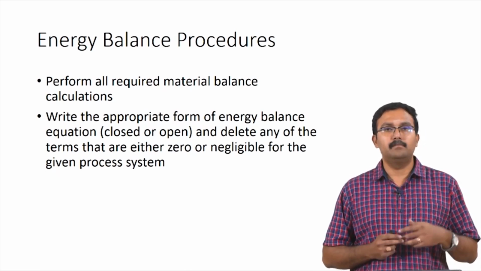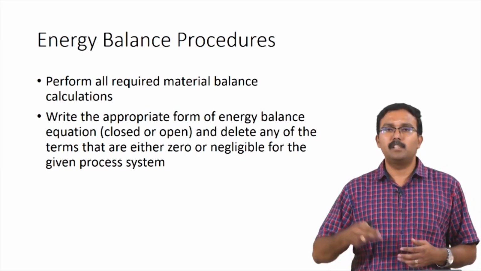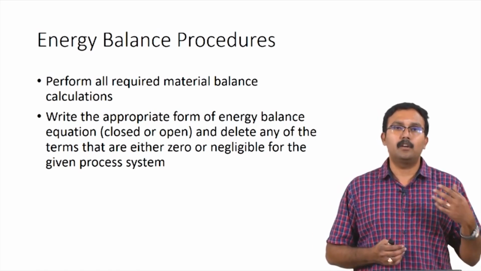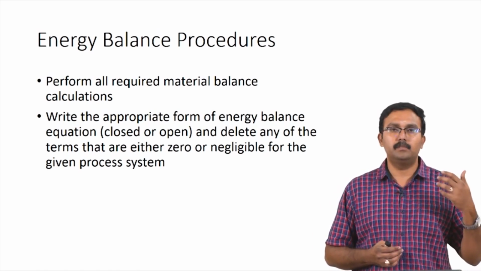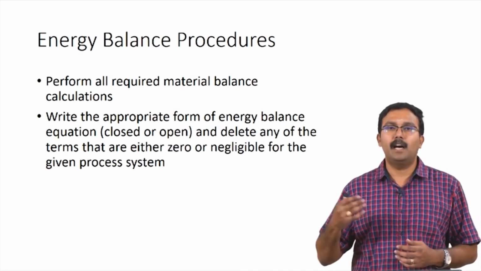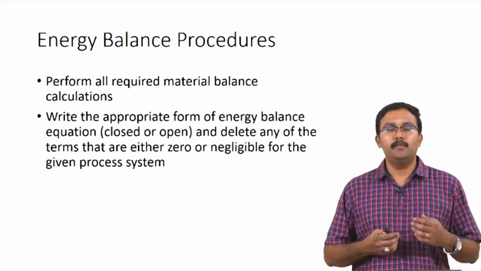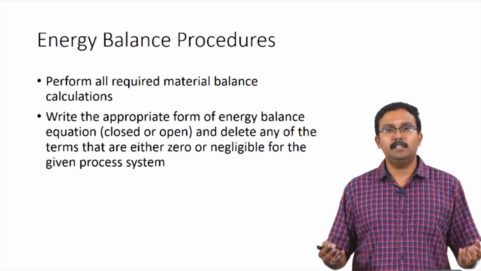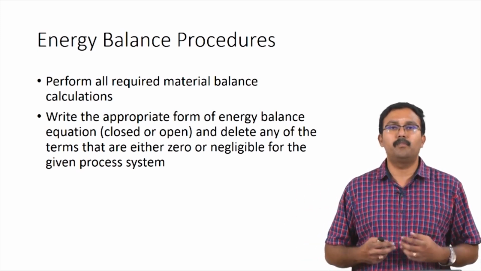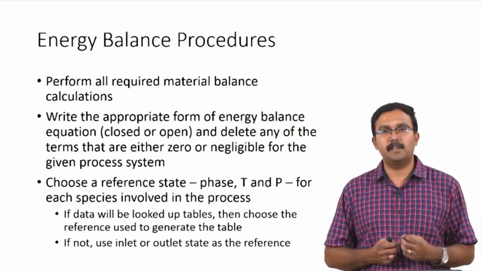So, if you have no change in velocity, you would assume the change in kinetic energy to be 0. If there is no change in position, you would assume the change in potential energy to be 0. If there are no moving parts, you would assume shaft work to be 0. If the process is adiabatic, then you would have Q, or heat transfer, to be 0. If you have such a system, you would have to make sure every such term is cancelled before you perform further calculations. You would have to choose something called a reference state.